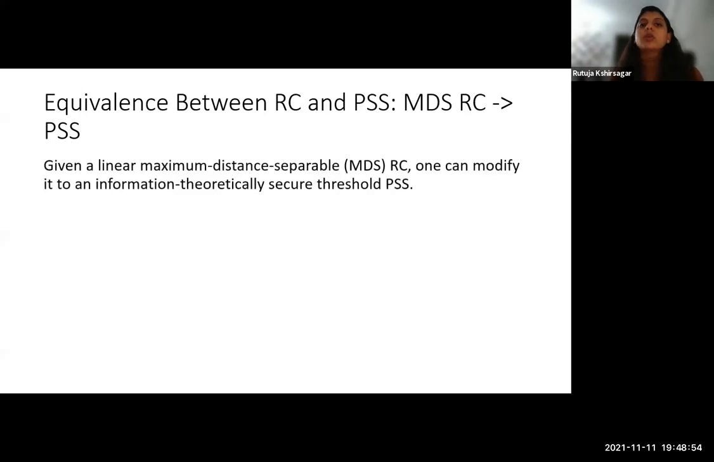This is a more conditional direction, in the sense that if we have a maximum distance separable linear regenerating code, which means that the minimum distance of this regenerating code is essentially n, the length of the code, minus k, the dimension of the code or the length of the message, plus 1. If the minimum distance of a regenerating code is n minus k plus 1, in other words, it meets the Singleton bound, then it is called a maximum distance separable code.